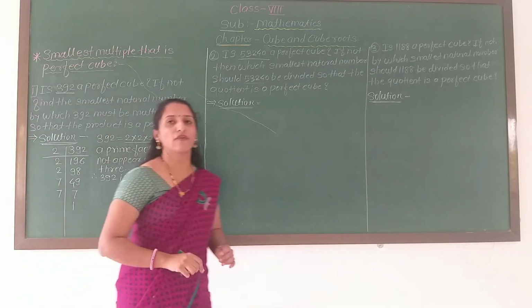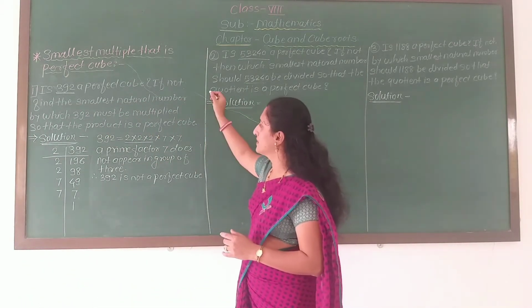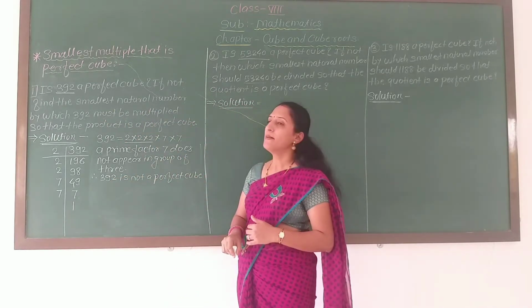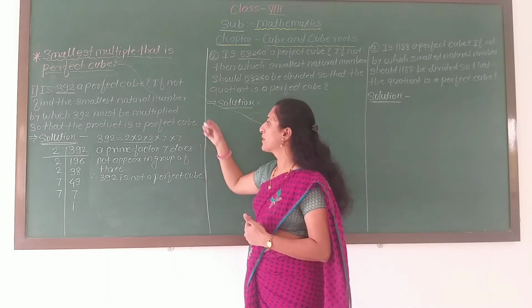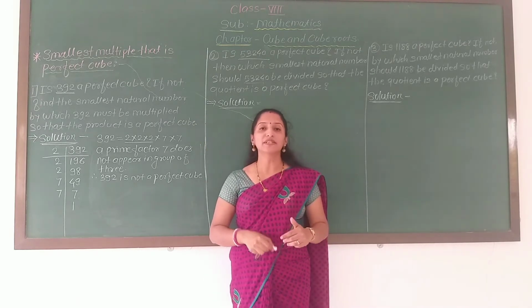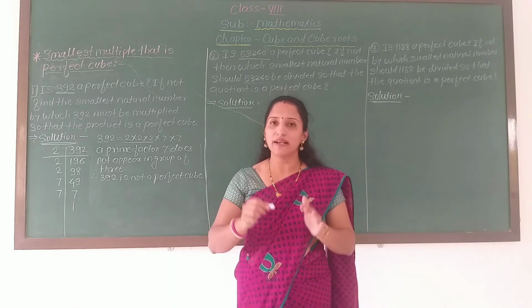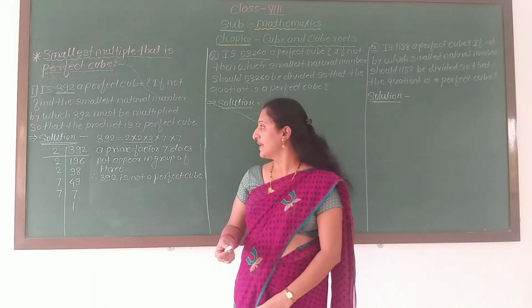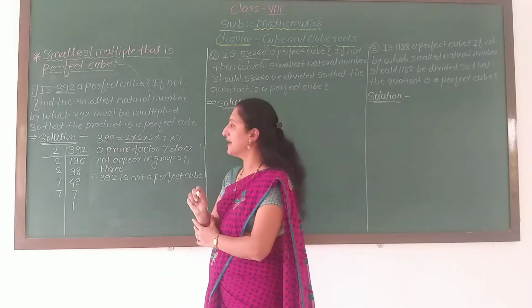So after this we have found the answer of the first question. What is the second question? If not, yes, it is not. Find the smallest natural number by which 392 must be multiplied so that the product is a perfect cube. That means we have to find the smallest natural number that we multiply with 392, we get a perfect cube. So look at here, prime factorization of 392.